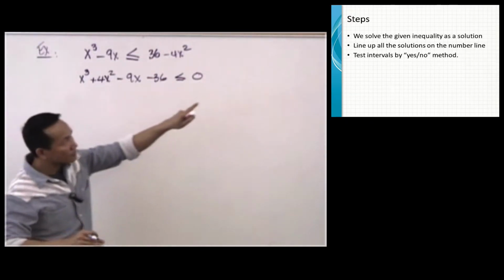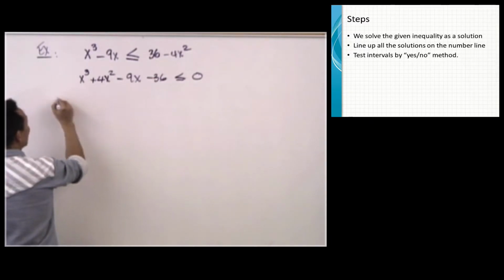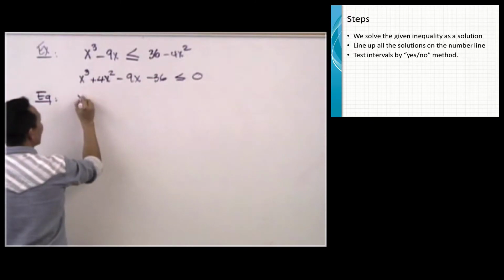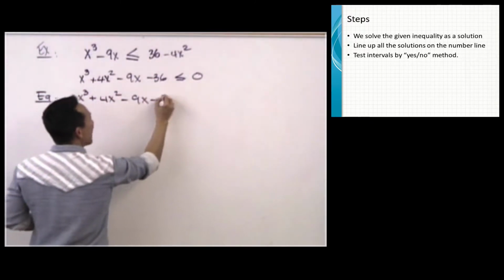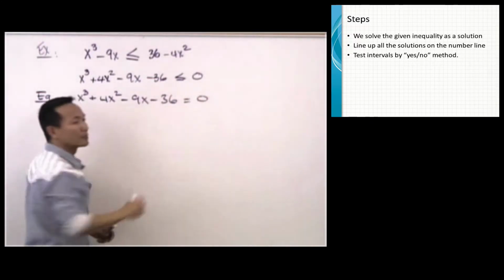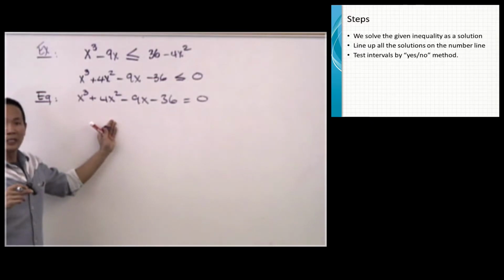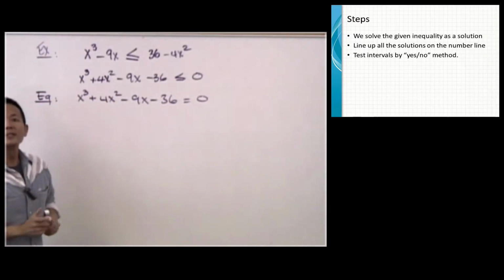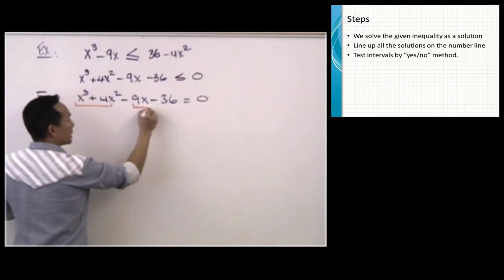And remember, the inequality is less than or equal to. Next step, we have to solve this as an equation. We ignore the inequality. We look at x to the third power plus 4x squared minus 9x minus 36 equals 0. And we solve for a nonlinear equation of one unknown by the zero factor property. Here I have a 4-term polynomial. How can I solve for this? By grouping.